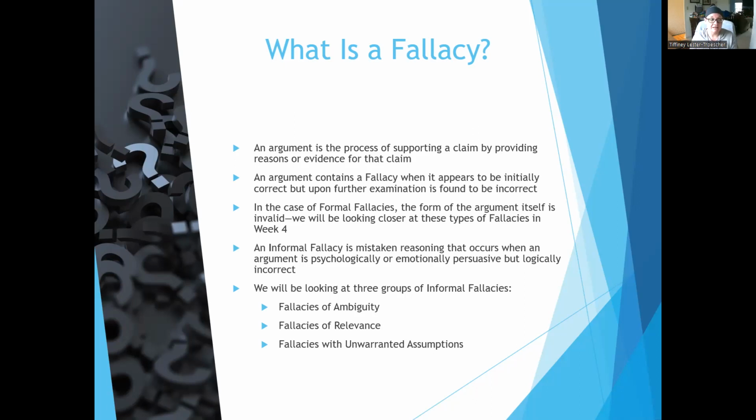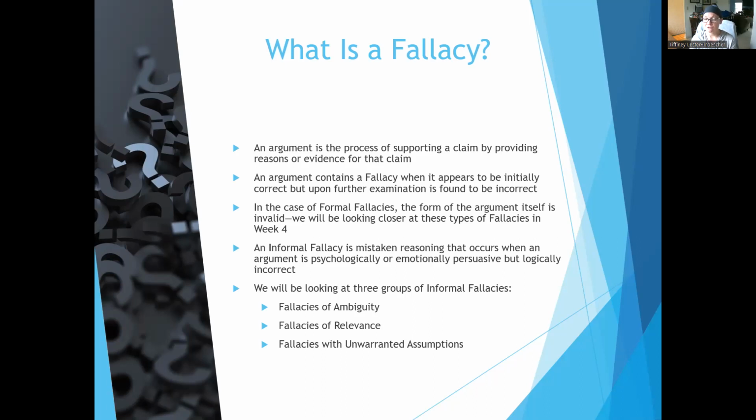But an informal fallacy is mistaken reasoning that occurs when an argument is psychologically or emotionally persuasive, but logically incorrect. And we'd all love to think that we would recognize this, that we would notice the absence of logic. We would notice how the person or group making the claim is trying to be psychologically or emotionally persuasive. But it's not always easy to tell. It's not always apparent. And we can overlook those things for a variety of reasons.